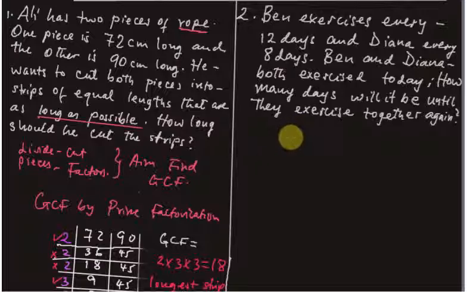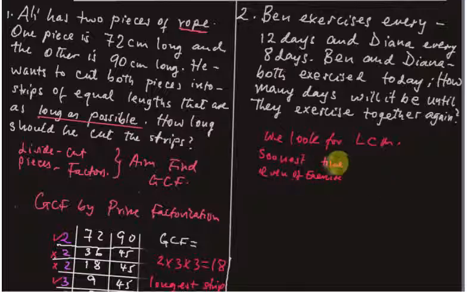So here we are going to look for LCM, the lowest common multiple. I say why? Because we are going to look at the soonest time when the event of exercise will repeat.